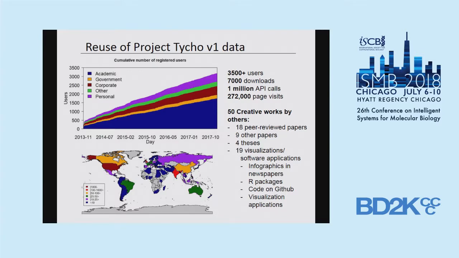and resulting in 50 creative works. So we searched the internet, we searched PubMed and Google Scholar and all the databases to see what people have done with the data that we made available. And you can see 50 creative works by others have resulted that we could find: 18 peer-reviewed papers, 9 other papers, conference papers, preprints, 4 student theses, and 19 visualization or software programs that were built and trained using this data set. And so there's been really a great benefit of making these data available and an impact in terms of generating new knowledge and new scientific output.